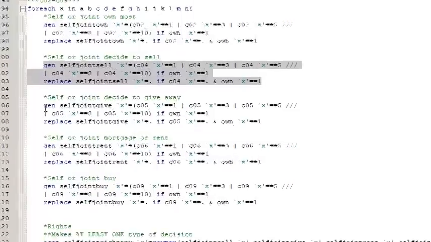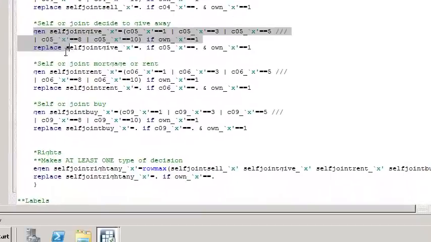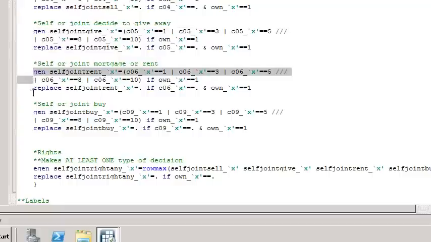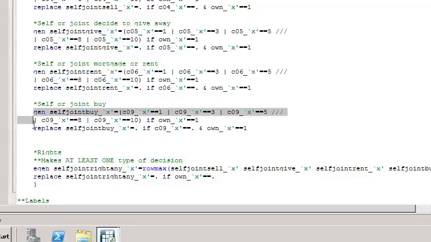Similarly, we do the same with question C05, and we create the indicator self-joint give. C06, and we create the indicator self-joint rent. And C09, and we create the indicator self-joint buy, which is equal to 1 if the household owns the asset X and if the individual at least jointly contributes to decisions regarding the purchase of new units of type asset X.